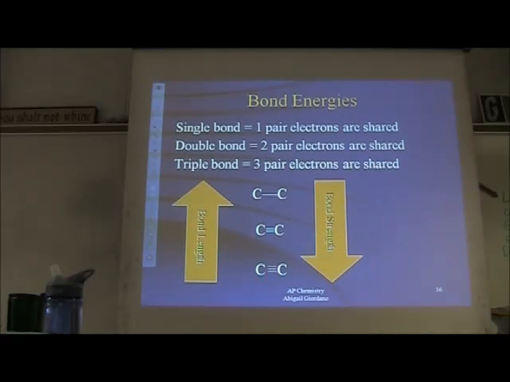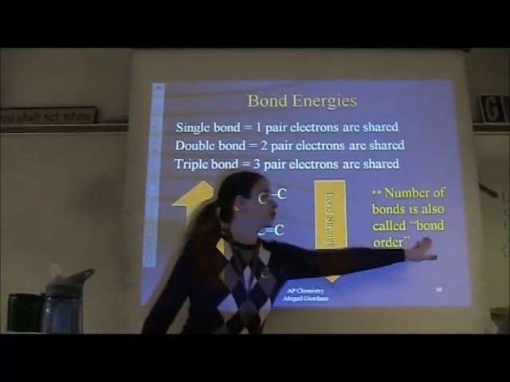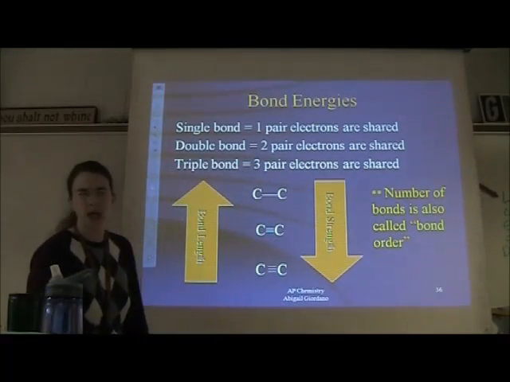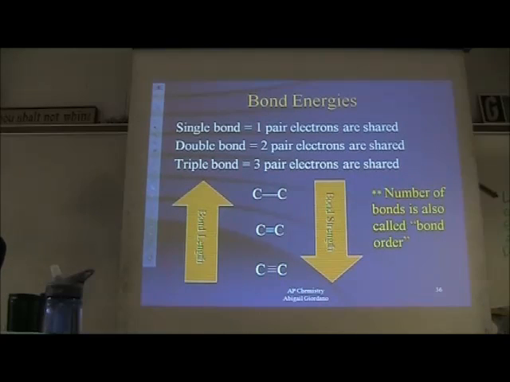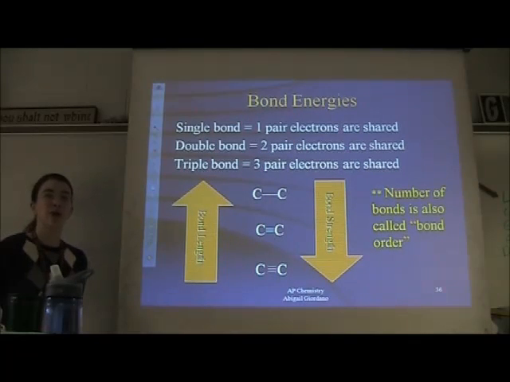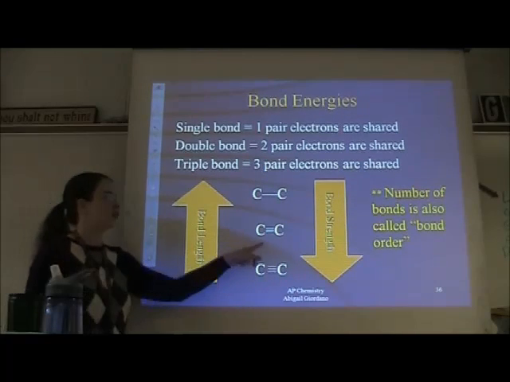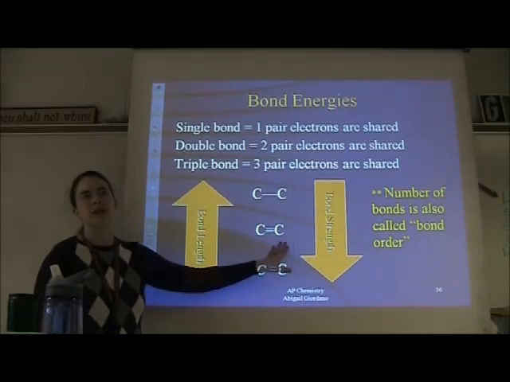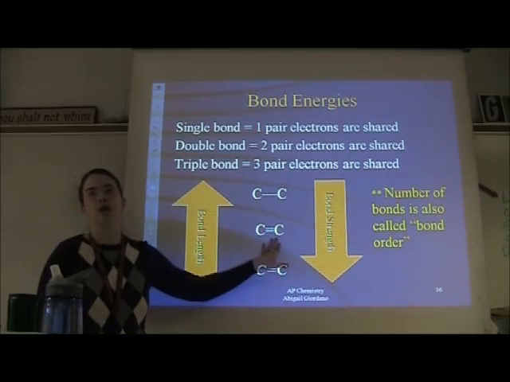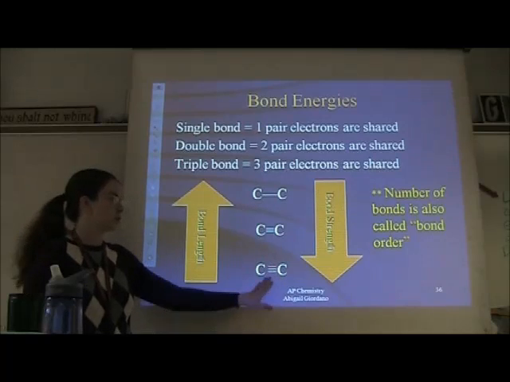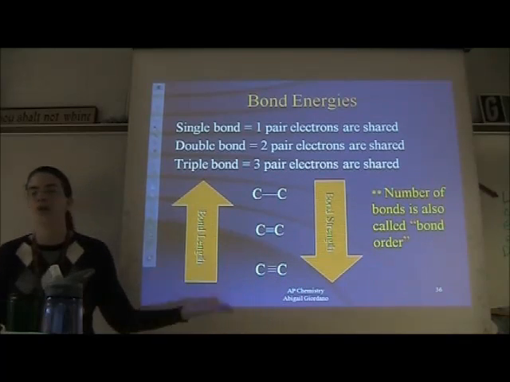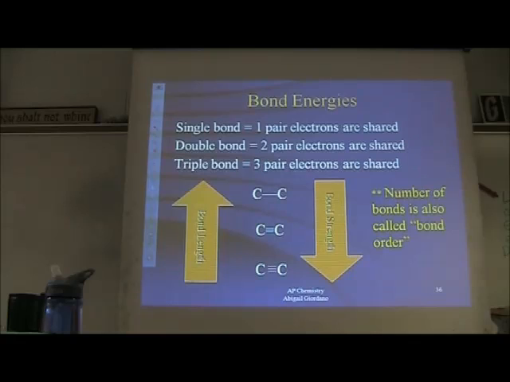So, let me say one other thing. I want you just to be aware of this term. I'm not going to use it very often, but you might see it in your textbook, you might see it on a test question or on the AP exam. Anytime you see the term bond order, that just means the number of bonds. Instead of saying this is a double bond, you might see it said as this bond has a bond order of two. This one has a bond order of three. It's just another way to say the same thing.